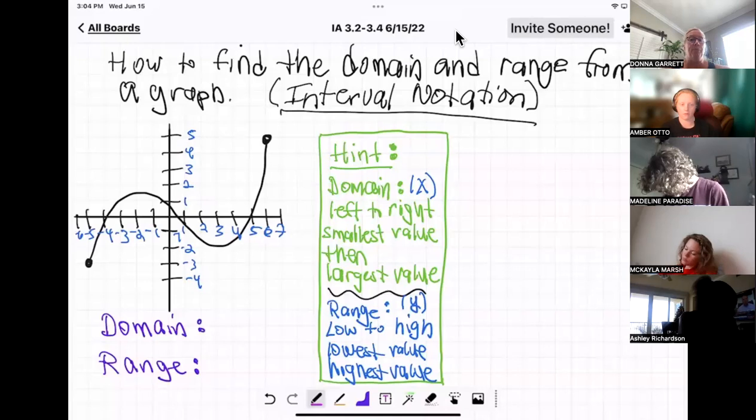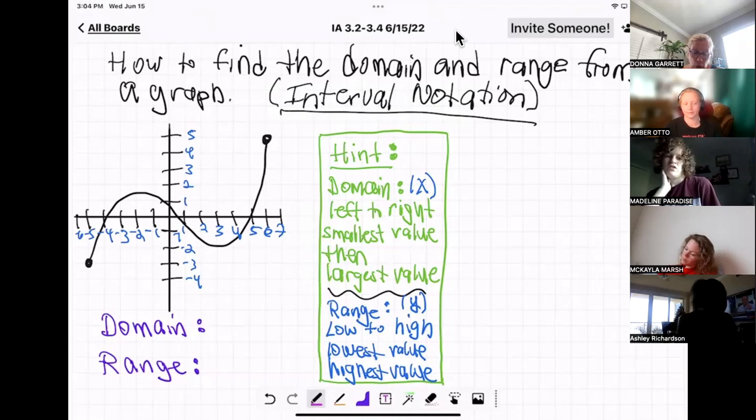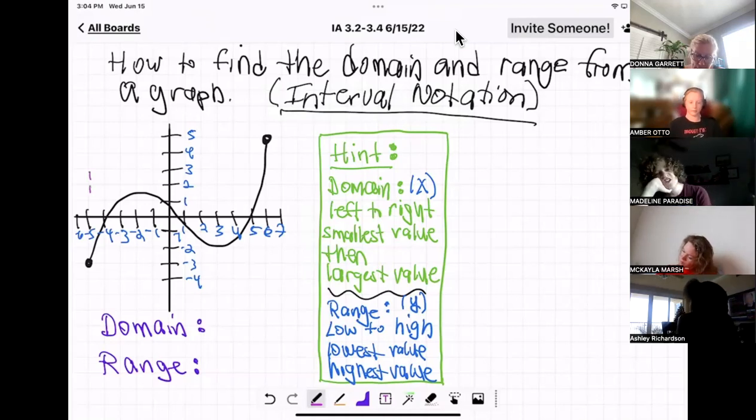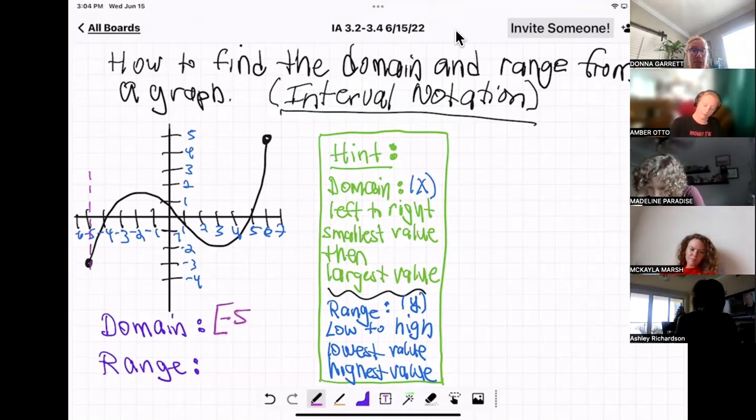Okay, so let's do it. Left to right. What is my smallest X value? Well, I go to my end. This one has an end, right? This is my lowest X value, isn't it? -5. So does it equal -5? Yes, it has a solid point. So -5 is my smallest X value.